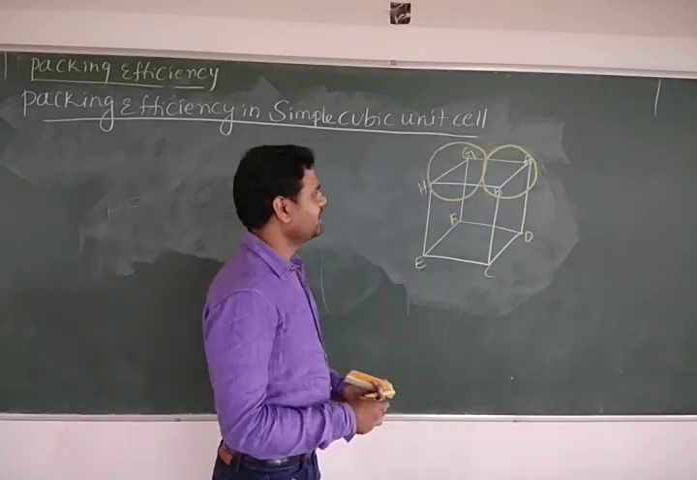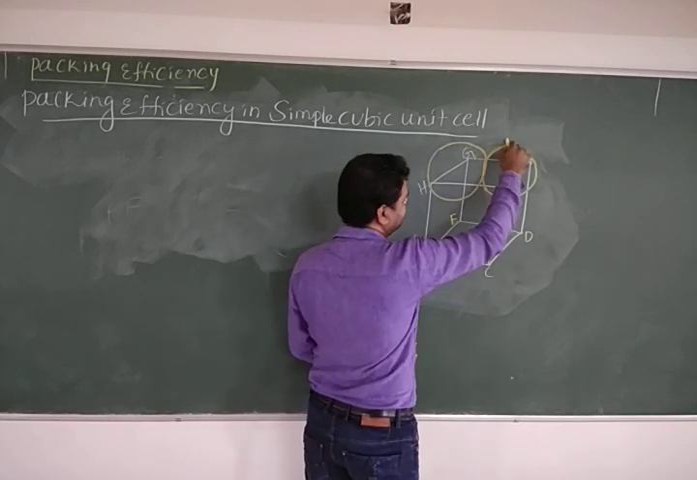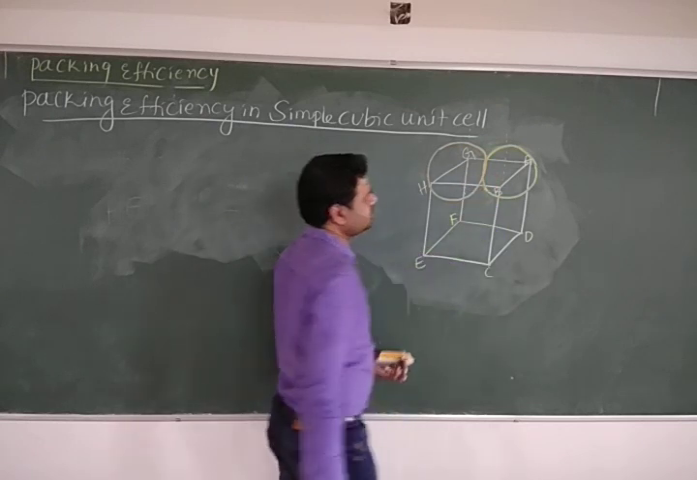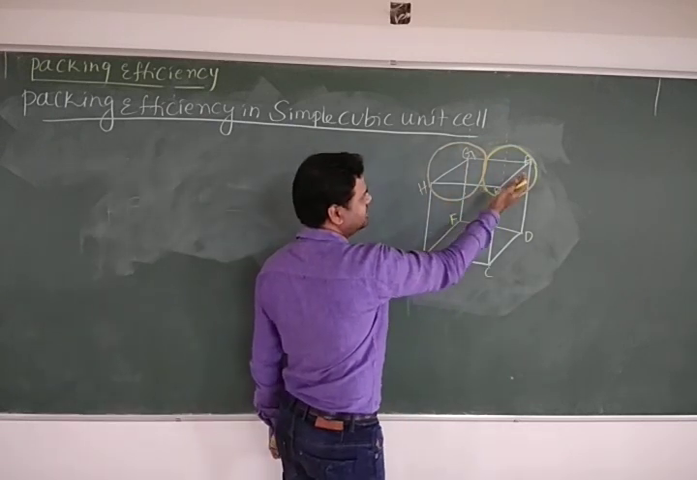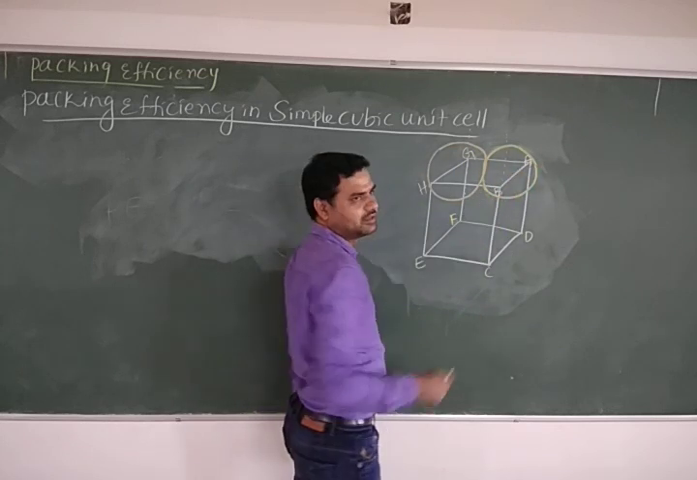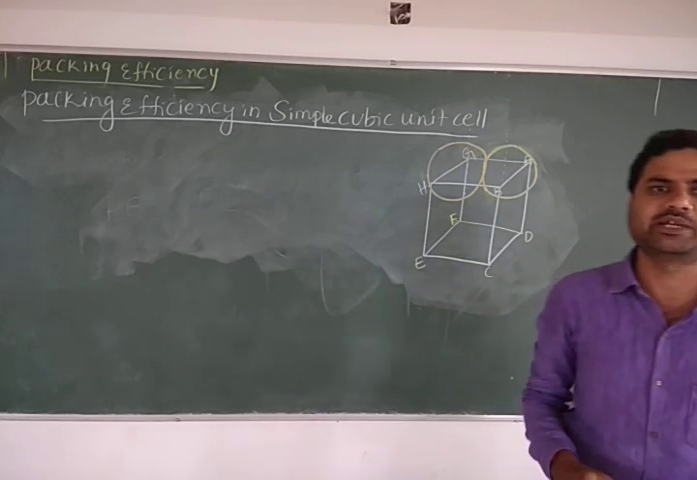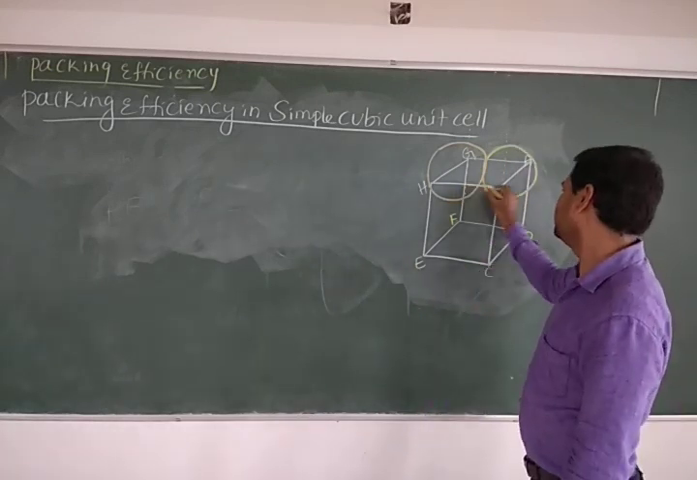Okay, and you see that half of the sphere is outside and half of the sphere is inside, like this. And you know what the sphere radius formula is? Total sphere diameter is 2r, but we are taking half value only. So this is here to here.